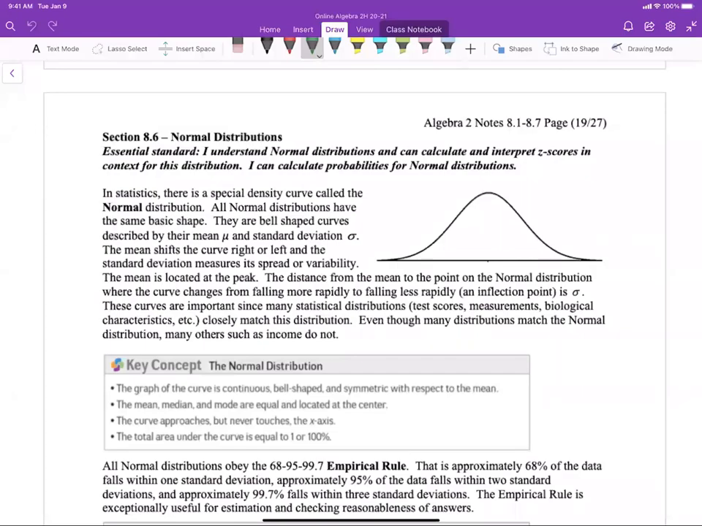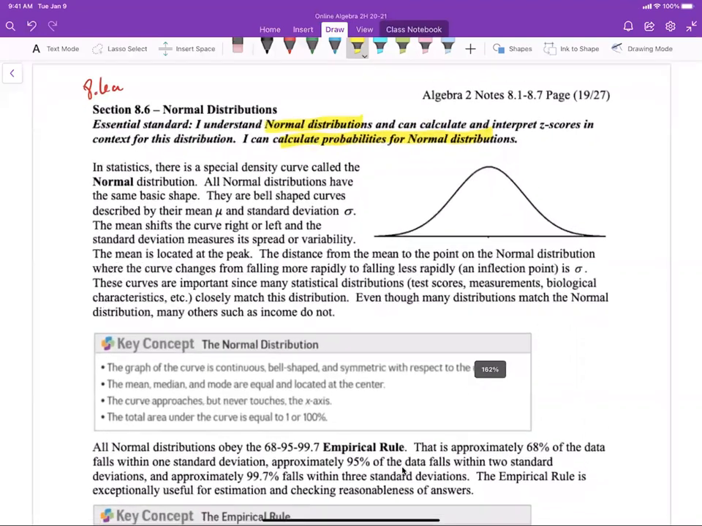All right, this is our lecture for section 8.6, and this will be split up into two sections. So this is lecture 8.6a. The essential standard is I understand normal distributions and can calculate and interpret z-scores, which we won't do today. But we will understand normal distributions, and I can calculate probabilities for normal distributions.